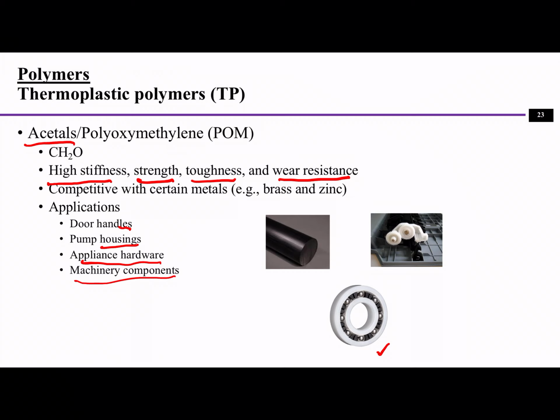Something to keep in mind is that even though the polymers are different, they might have the same appearance. So for example, let's say this is a door handle, okay? Even though this is made of acetal, sometimes it can also be made of PVC. It may have the same appearance, but the mechanical properties will be different. Right? Will be different.